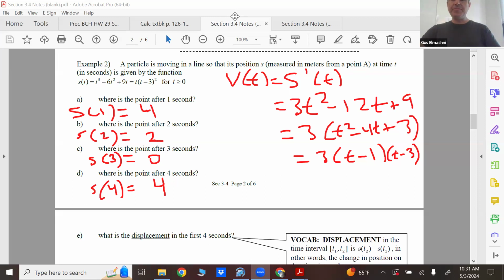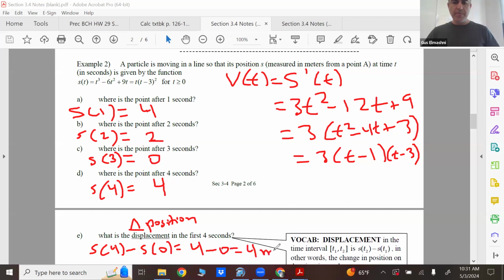Now, what was it? Displacement. That's the change of position. Displacement is s of 4 minus s of 0. So that's 4 minus 0, and that's 4 meters. So that's all it is. It's just a change of position, because s of 0, remember, is 0. You plug 0 into the position function, you get 0. So displacement is a change of position. And just so you know, velocity is displacement over time.